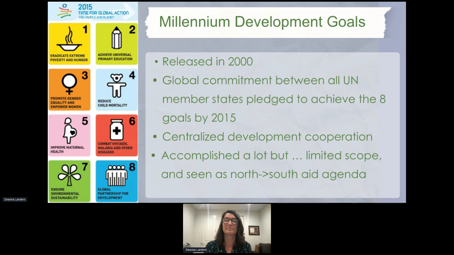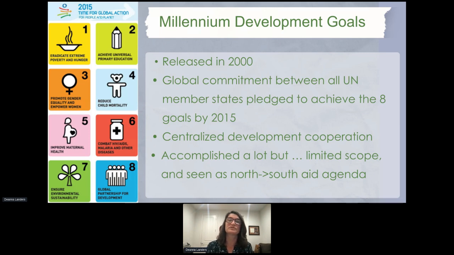The Millennium Development Goals were released at the millennium. It was an opportunity for the United Nations to really kickstart the concept, because they had had some problems with their prior implementations and efforts. So what they did is they identified these goals. You can see the 8 of them on the screen. And it was actually a commitment between all of the UN member states. They all pledged to achieve these 8 goals by 2015.